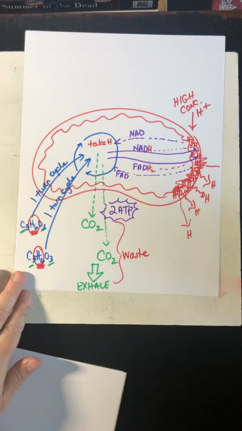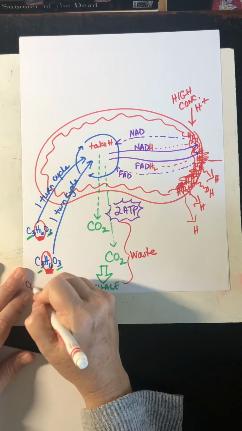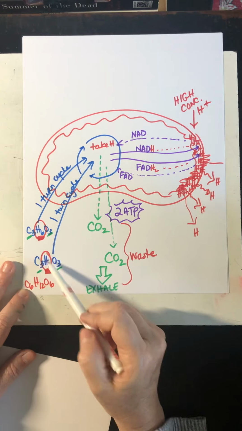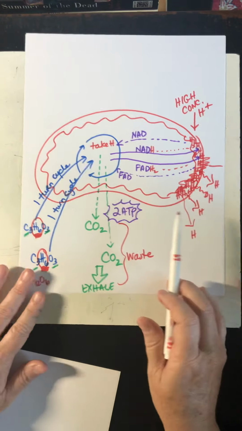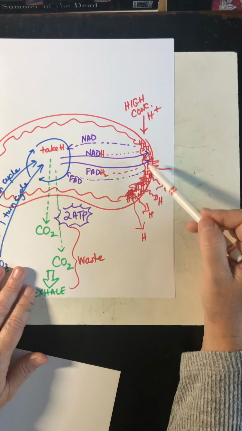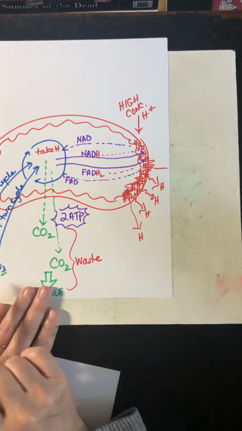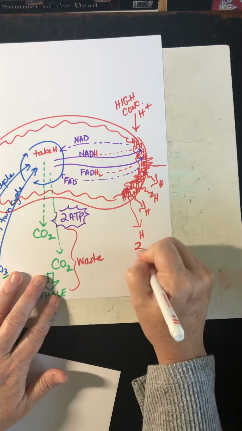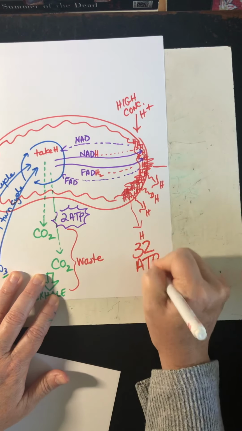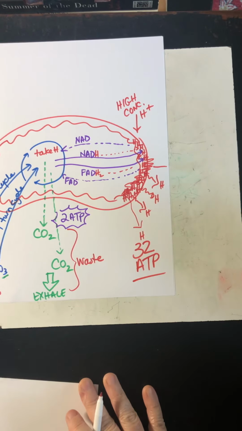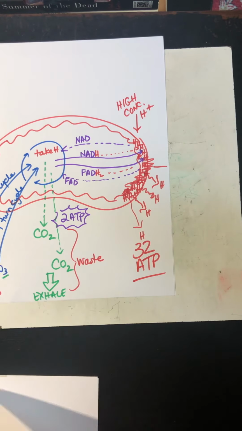One single glucose, C6H12O6, gets split into 2 pyruvates, and they go in here and cycle around, and then everybody ends up dumping off all of their hydrogen here in the cristae. For every 1 single glucose, 32 ATP get made in this last step, okay? And this last step is called your electron transport chain.